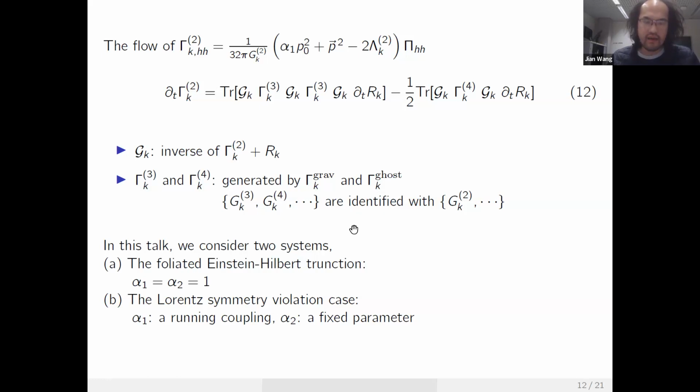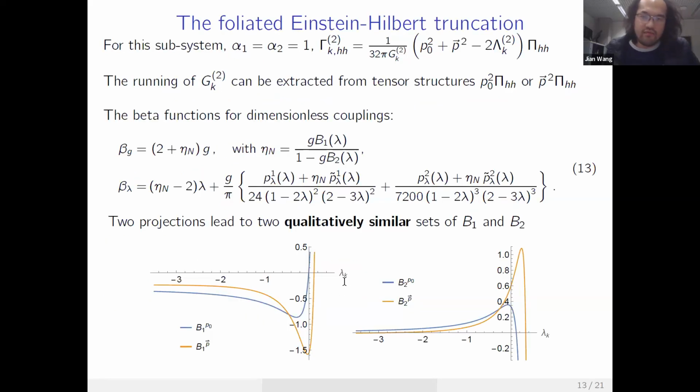With this setup, we'll compute two different systems. The first system we call the foliated Einstein-Hilbert truncation, which means we set alpha 1 and alpha 2 to be 1. The effective action just recovers the Einstein-Hilbert action in ADM form. The second case is the Lorentz symmetry breaking case, where we include the Lorentz symmetry breaking couplings alpha 1 and alpha 2. So now let's go to the first case, the foliated Einstein-Hilbert truncation.